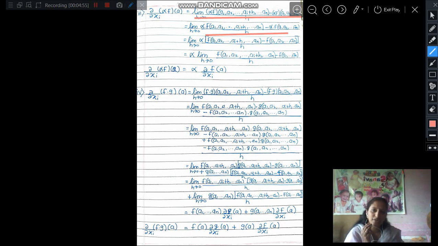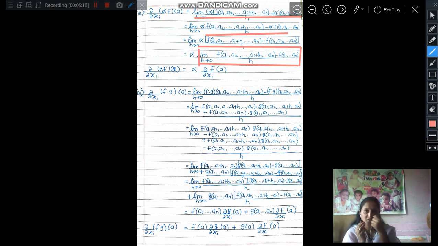So taking alpha as constant outside the limit, the limit remains. This part of the limit is the definition of ∂f/∂xi at a. So ∂(αf)/∂xi at a is equal to α times ∂f/∂xi at a. It's quite simple.